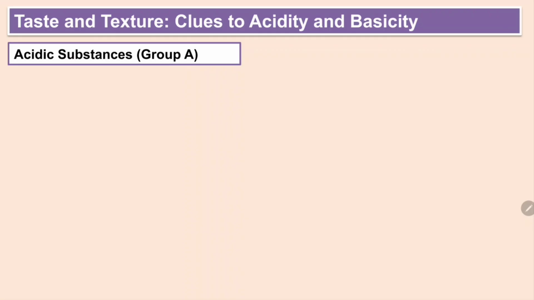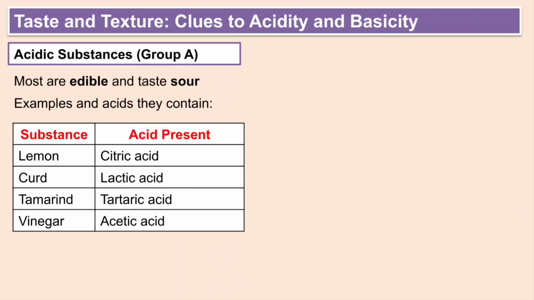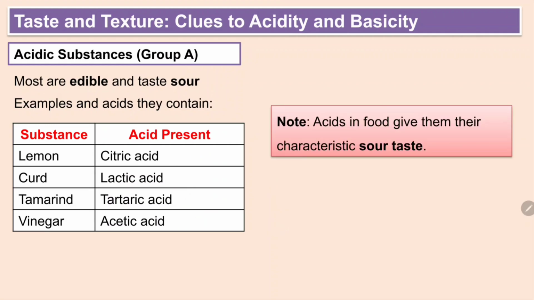Okay, so now acid substances, group A: most are edible and taste sour, isn't it? This is the conclusion again. Examples and the acids they contain, like in your book, where the fill in the blank is given. I have already done it in the chapter also. So in lemon, which acid is present? Citric. In curd, lactic acid. Tamarind, tartaric acid. Vinegar, acetic acid. So you need to remember these names of the acids. I hope you are getting it.